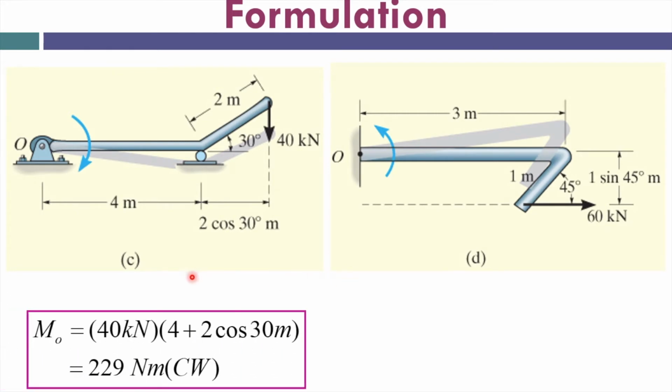Okay, so for the first, there is 4 meter here, and then there is an angle here. Okay, the cos is 30 degrees, and the force is being applied here, 40 kilonewton. So how are we going to solve? We will resolve this angle to be in the same axis as this 4 meter. So it will be 2 meter times cos 30, along the same axis. So 4 meter plus 2 meter cos 30.